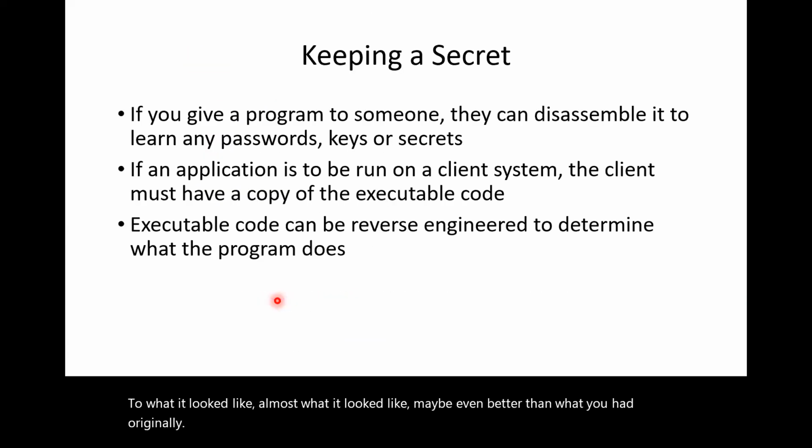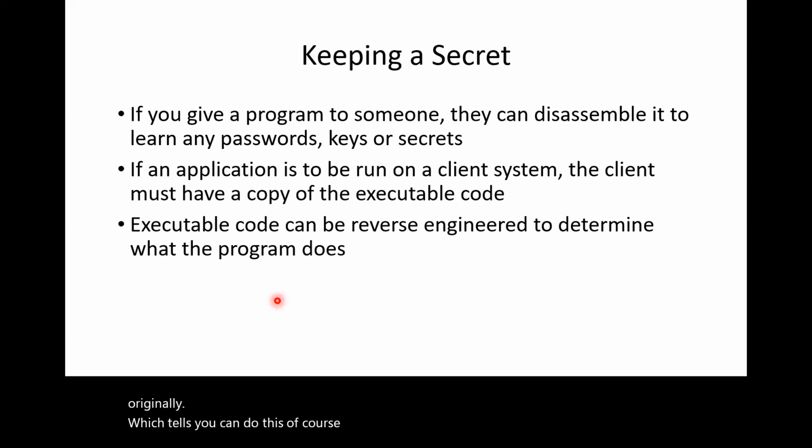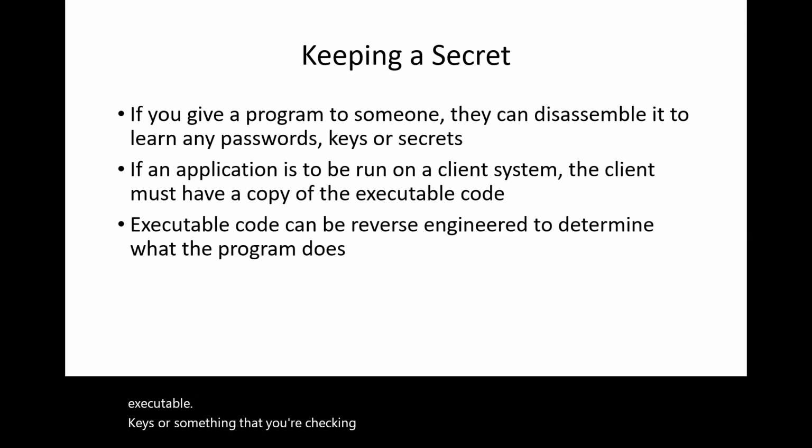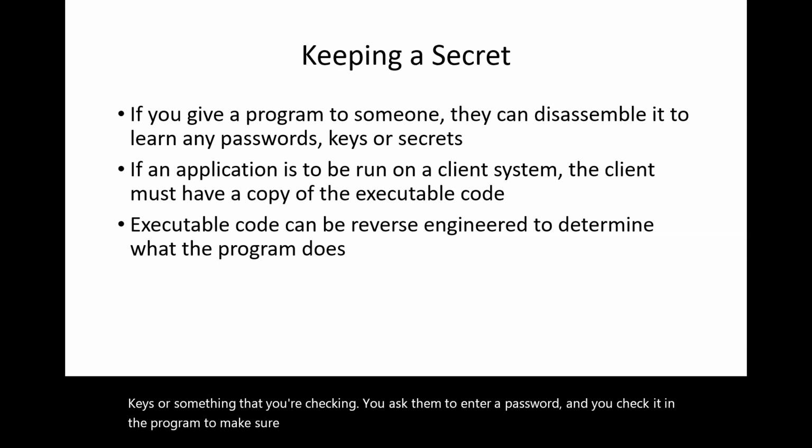Which tells you, you can do this, of course, with C, C++, Java, that if you have a program, people can look at source code. They can make source code over it. So if you think you have a secret in the executable, like keys that you're checking, you ask them to enter a password and you check it in the program to make sure it's what the program likes. Well, that's all in the source code of the program, and they can look at it. So there aren't many secrets.